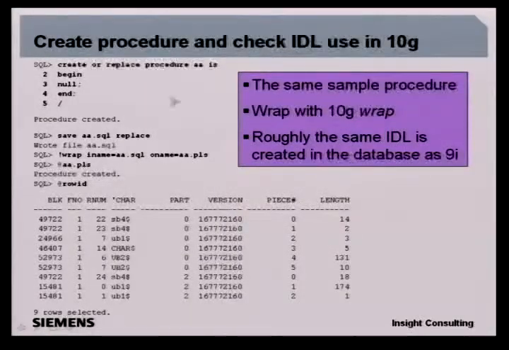So just using the same example that we did on 9i, we create the same procedure. We wrap it, then we load the wrapped procedure into the database. And we can run the rowid SQL again. We can see that it generates almost the same IDL as on 9i. So if you look for the UB2 column, it's now 131 bytes in length rather than 123, but essentially it's the same.